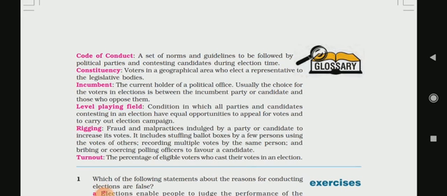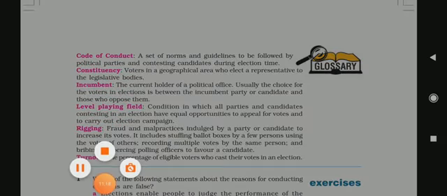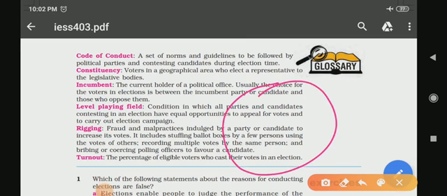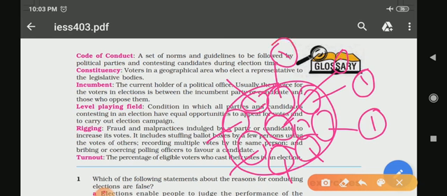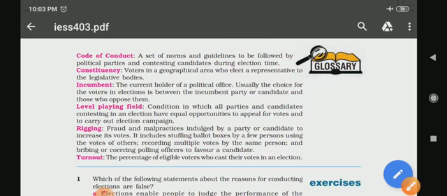Next is constituency, the voters in a geographical area who elect a representative to the legislative bodies. Whatever I said to you last time when I told you about the constituency: this is our country, and there are many geographical areas, which elect a representative to the legislature. This is one constituency, this is another one, this also, right? So here we'll get one MLA, here we'll get one MLA. From everywhere there will be one winner. Okay, so this is called a constituency, right?